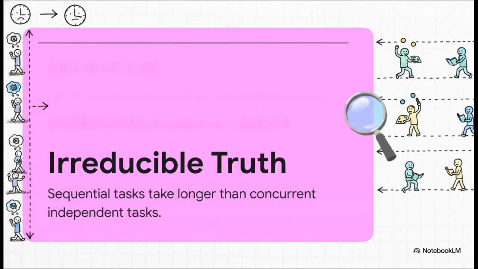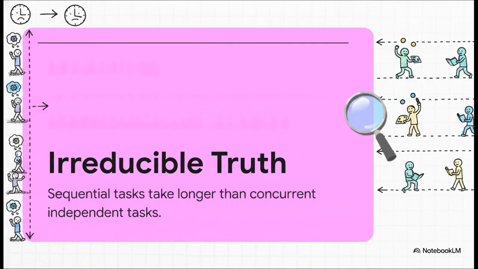Okay, so let's strip away all the tech jargon, the code, the algorithms, all of it. Let's look at the absolute irreducible truth of the matter. The fundamental first principle here is this. Doing tasks one after another takes longer than doing independent tasks at the exact same time. Now, I know it sounds incredibly obvious when you say it out loud, doesn't it? But this single truth is the absolute foundation of the parallelization pattern.